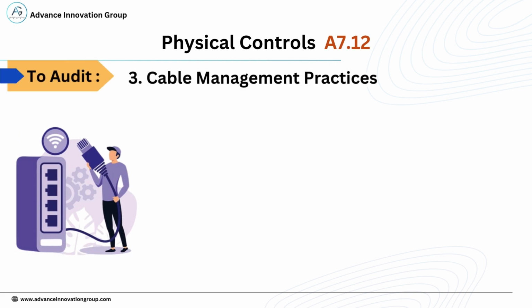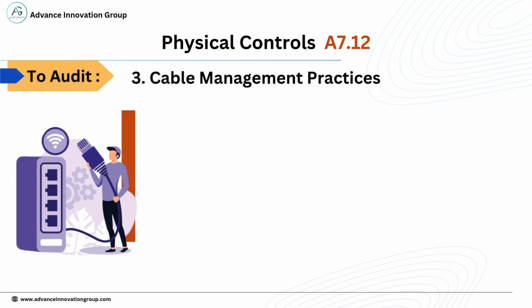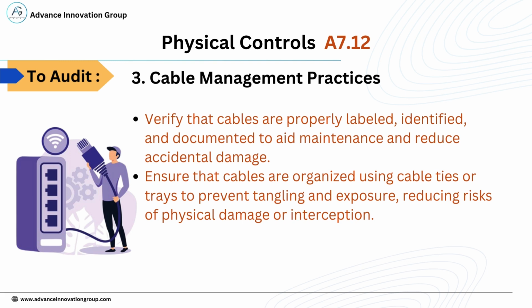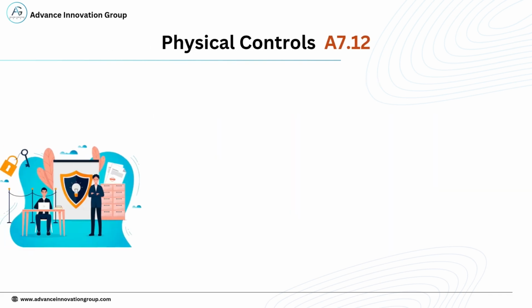Physical controls A 7.12 audit. Third, cable management practices. Verify that cables are properly labeled, identified, and documented to aid maintenance and reduce accidental damage. Ensure that cables are organized using cable ties or trays to prevent tangling and exposure, reducing risks of physical damage or interception.